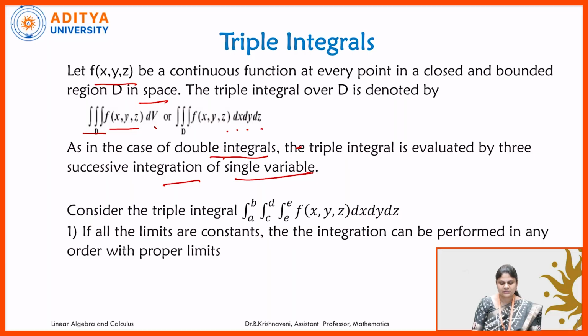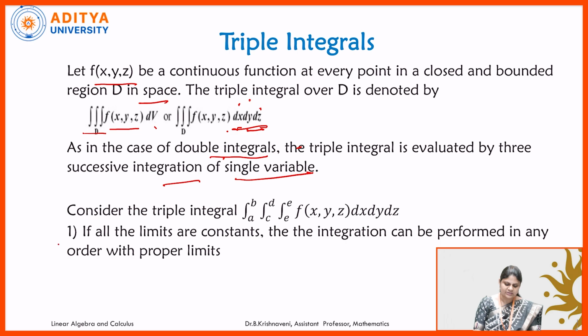So here you can see the triple integral means we need to integrate with respect to three variables. That means first we need to integrate with respect to one variable by keeping the other variables constant, thereafter with respect to the other variable, and finally the last variable between the given limits. So now let's see how to find the triple integrals in each of the cases.